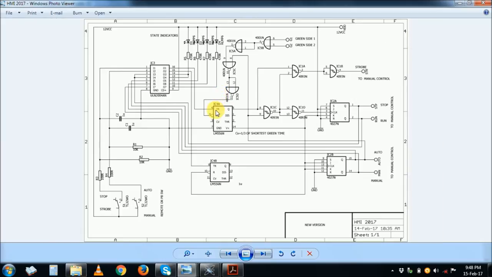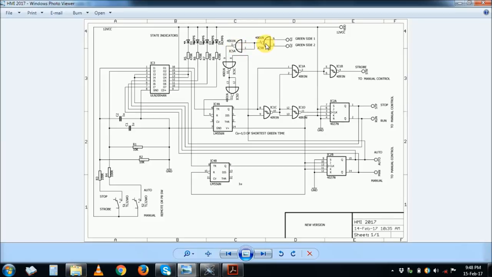So how does this circuit work? Remember, we have our stop signal, we have our run signal, which is going to the manual board. We have our auto signal, we have our manual signal going to the manual control board. The strobe signal, remember, it's also going to the manual control board. Those green signals that I was saying, they're coming to the HMI board. See here, coming green one, green two, coming into there through the NOR gate.